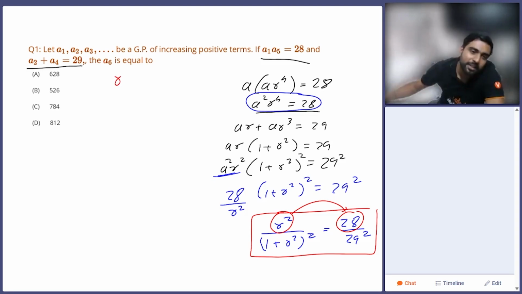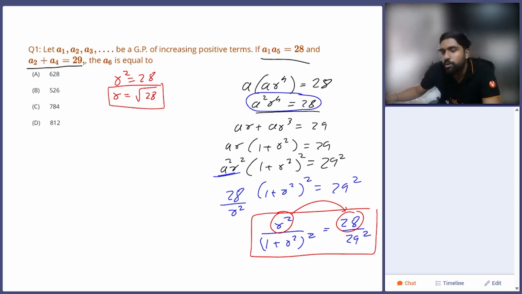So directly I can say over here that my r squared has to be equal to 28, meaning that my common ratio will be equal to root of 28. So now I've got my r squared value. So I can say what is my a squared going to be? a squared into r to the power 4, which is 28 squared, is equal to 28. That would mean that your a is equal to 1 upon root 28.